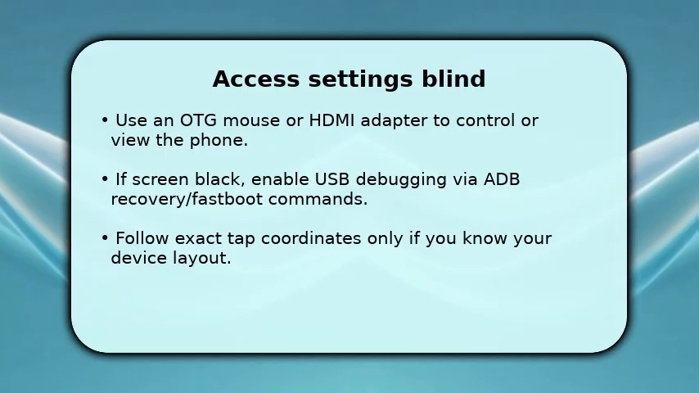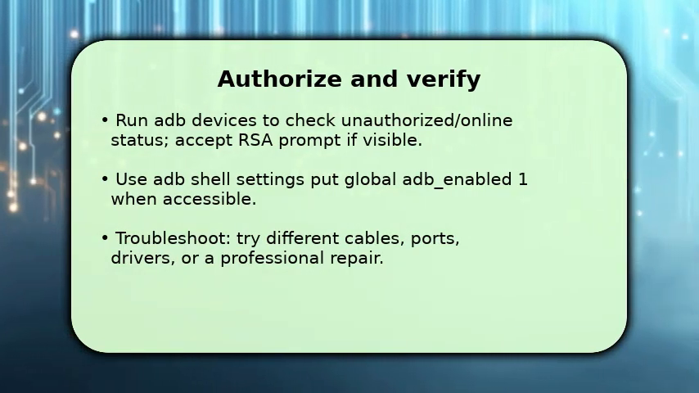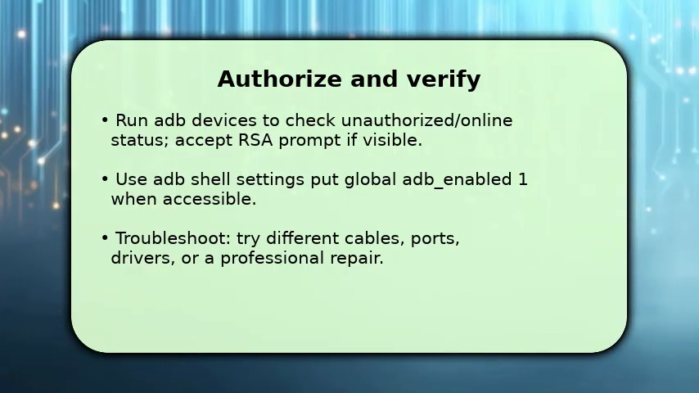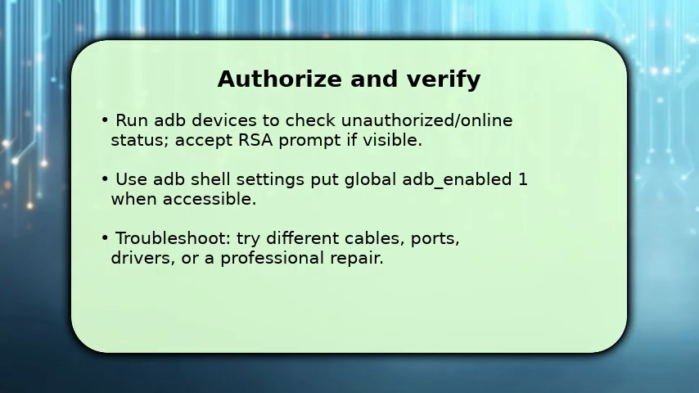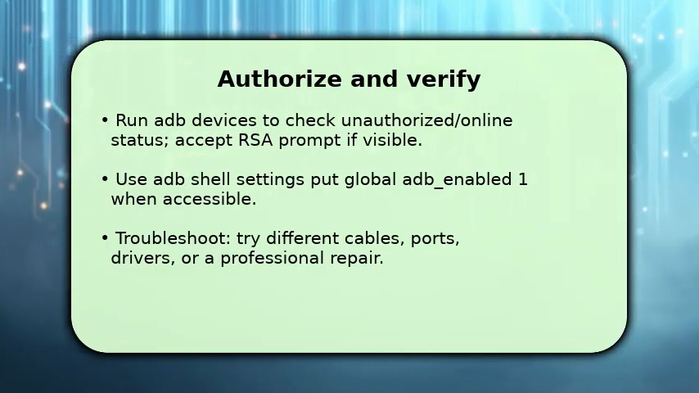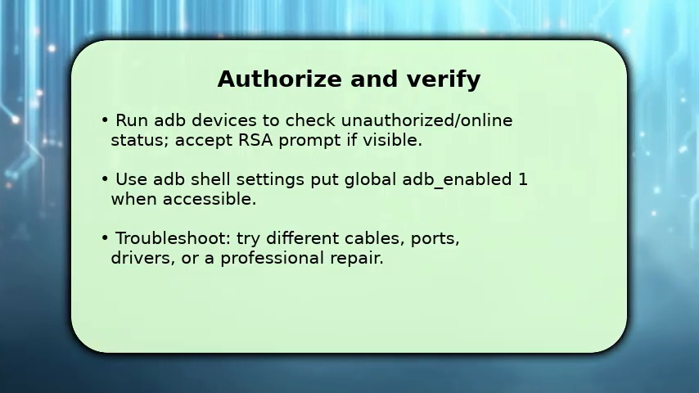Finally, authorize and confirm. On the PC, run adb devices to see if the phone appears as unauthorized or online. If you can view the screen, accept the RSA debugging prompt. If not, use ADB shell commands to set adb_enabled to 1 where possible, then reboot. Make sure to verify with adb devices again.